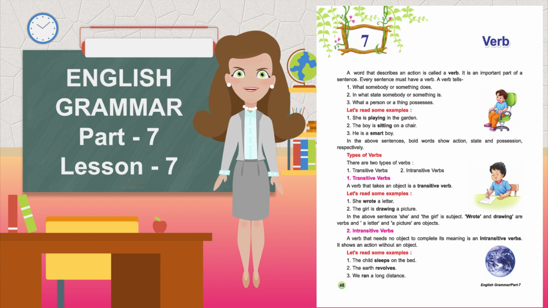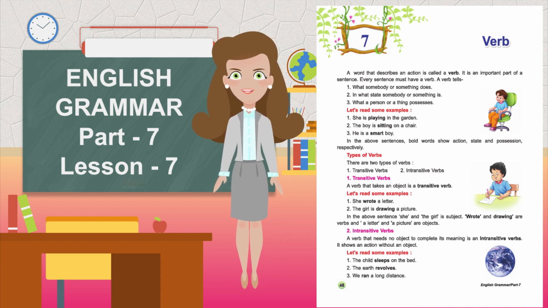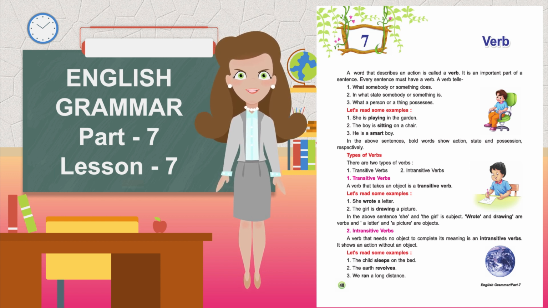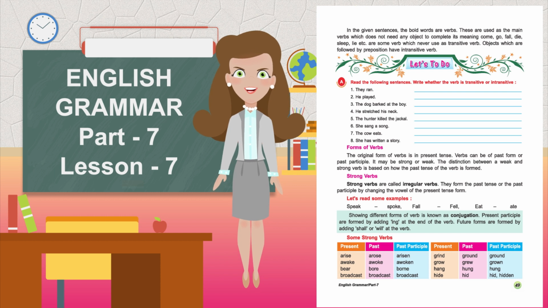Second, intransitive verbs. A verb that needs no object to complete its meaning is an intransitive verb. It shows an action without an object. Let's read some examples. The child sleeps on the bed. The earth revolves. We ran a long distance. In the given sentences, the bold words are verbs.